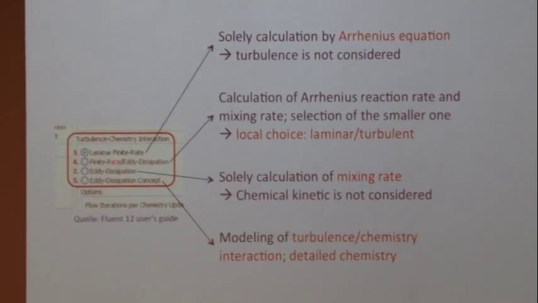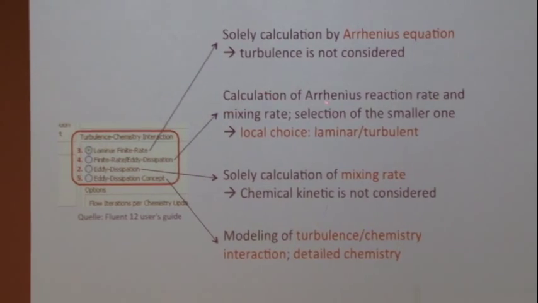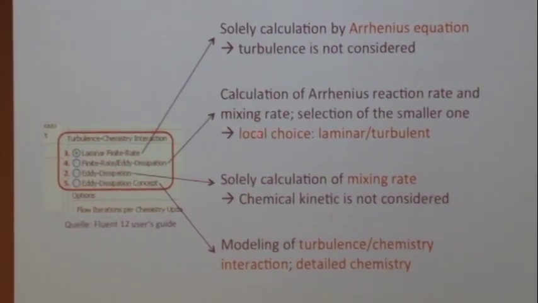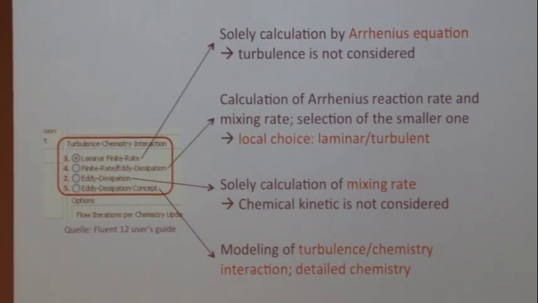And then you have this combination here of the finite rate and eddy dissipation, where you calculate Arrhenius rate coefficients and the mixing rate, and then there's a local choice which one is the smaller one, and you either take the mixing controlled or the chemistry controlled rate. Then there's the eddy dissipation model, which is just mixing controlled, and there's the eddy dissipation concept, which is the one I just mentioned that creates these volumes for the small scales and time scales for the small scales and so on.